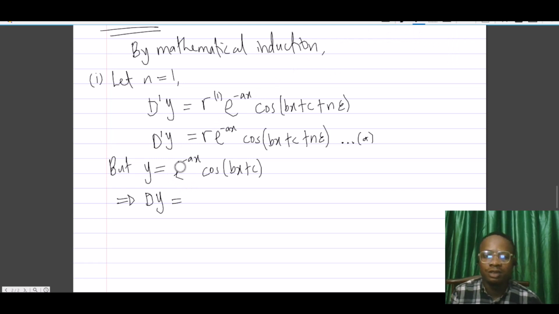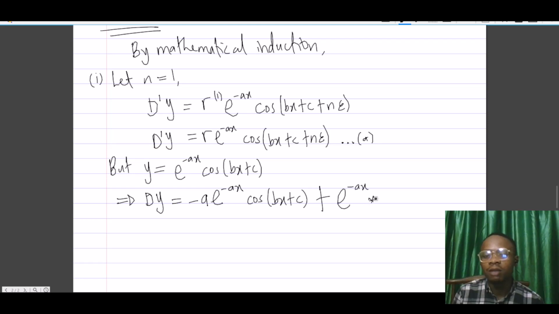So we take the first function. The first function is e to the power minus ax. We differentiate it by keeping this as constant. So when we differentiate e to the power minus ax, that will give us minus a e to the power minus ax. Then we keep this as constant. That will be cos of bx plus c. Then plus, for the second term, we will keep this as constant and differentiate this. So that will be e to the power minus ax multiplied by the derivative of cos. The derivative of cos of anything is minus sine.